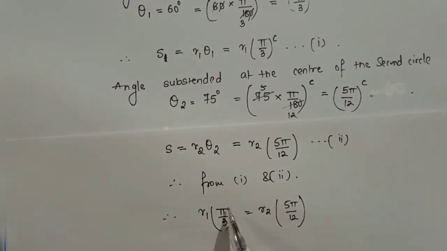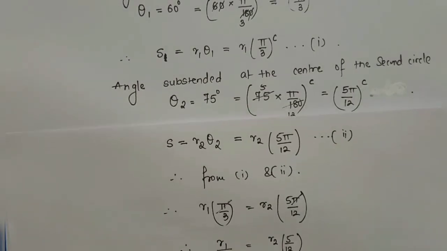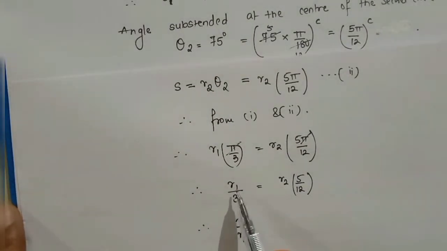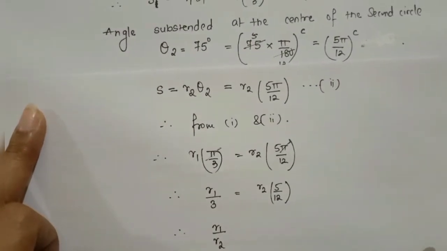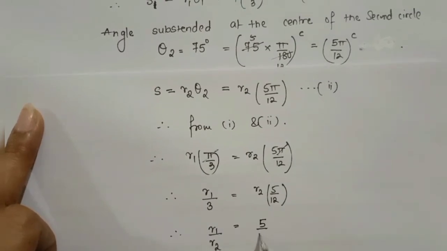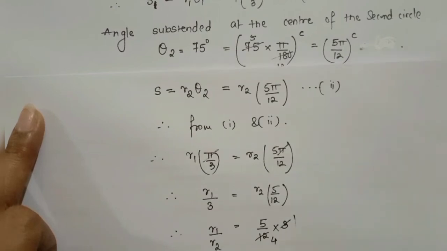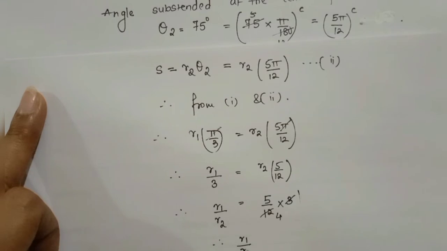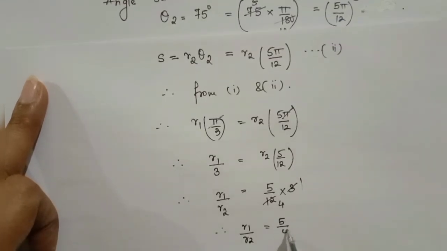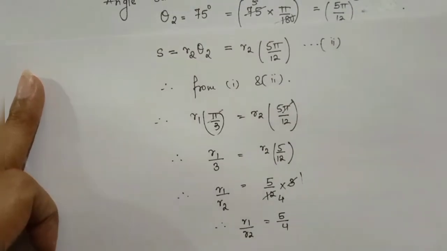Now we can easily cancel out this pi from both sides. So this is R1 by 3 and this is R2 times 5 by 12. Now we'll keep this R1 as it is. We'll shift this R2 over here, so it will be in the denominator. I have kept this R1 as it is, and I'm just shifting this R2 to the left hand side, so it will get divided, correct? So this is equal to 5 by 12 as it is. The denominator 3 will get shifted over here, so it will get multiplied: 3 ones are 3 and 3 fours are 12. So the final answer is R1 by R2, which is equal to 5 by 4. So we can easily see that over here.